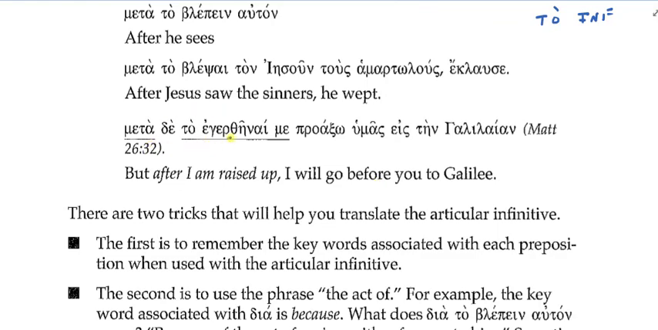Meta to egerthenai me. After the, what voice is this? Egerthenai. Yep, it's aorist passive infinitive, and me is accusative subject. After I am raised. By the way, that's aorist passive. Why is Jesus telling them about something future using the aorist passive infinitive? After I am raised. Why don't we translate this as after I was raised? It's aorist passive after all.